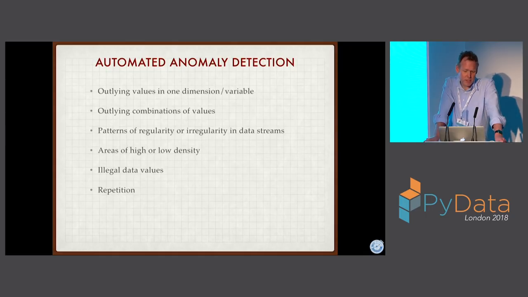Patterns of regularity or irregularity in data streams. We tend to be very interested in streams of data. You can find anomalies in any kind of data, but it's particularly streaming data that we tend to focus on. Patterns of regularity can be a signal that something's wrong, or that there's a gaming system, or that there's something you don't expect. But it can also be exactly what you expect.